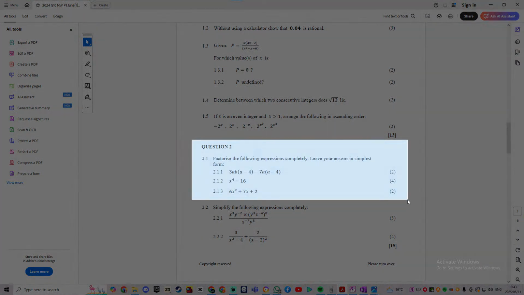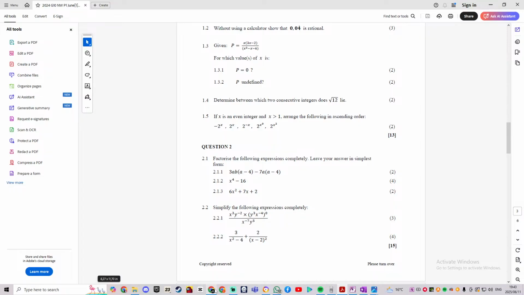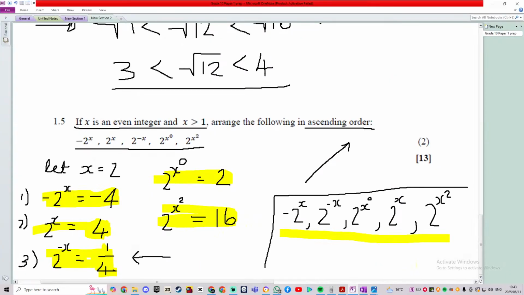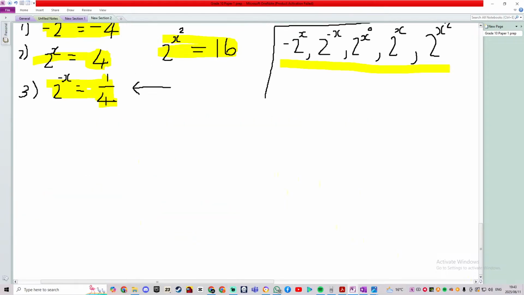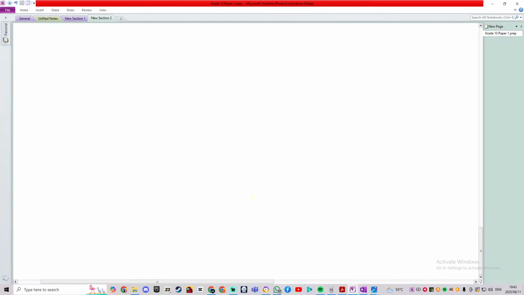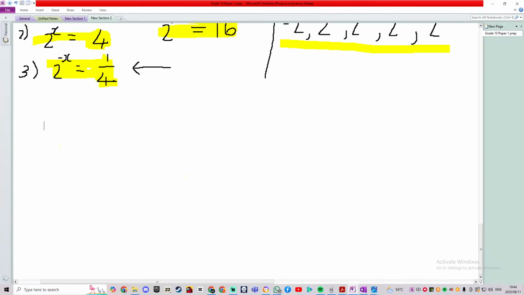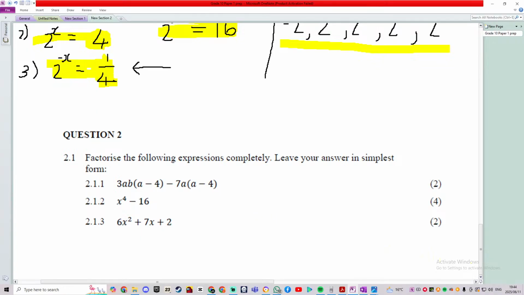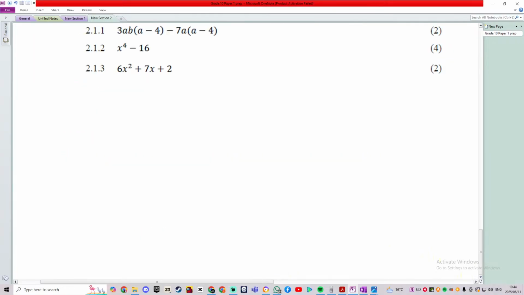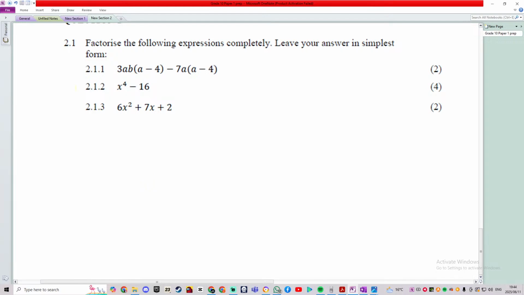Factorization. This would be free marks for you guys. Free marks. This one is slightly tough to understand, slightly tougher. But it's just one more level above your level. Not even one level, but yeah. Factorize the following expressions completely. Leave your answers in the simplest form.